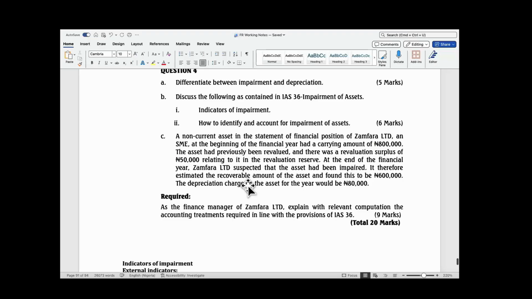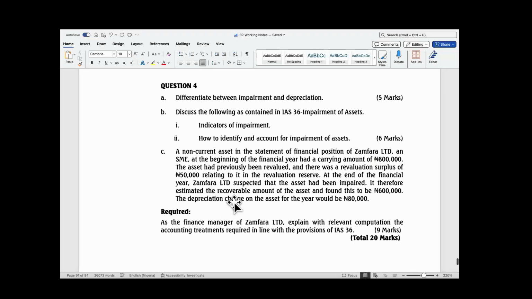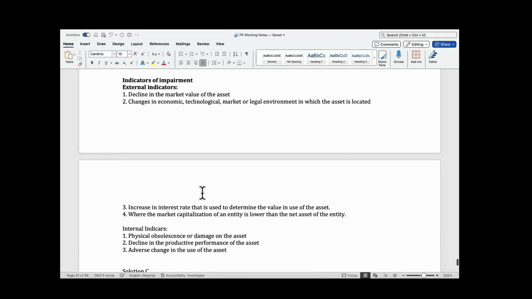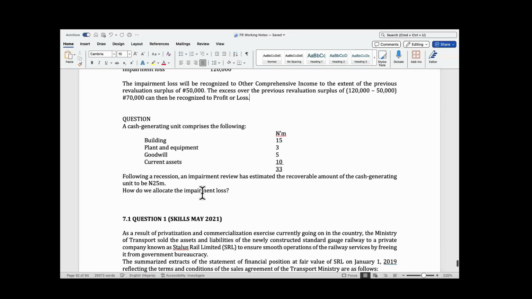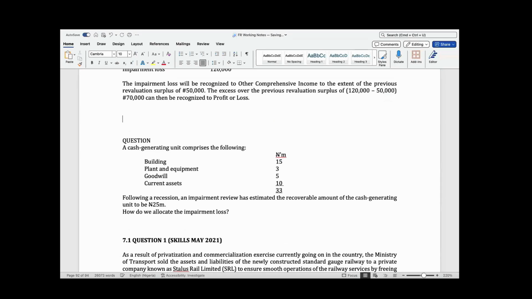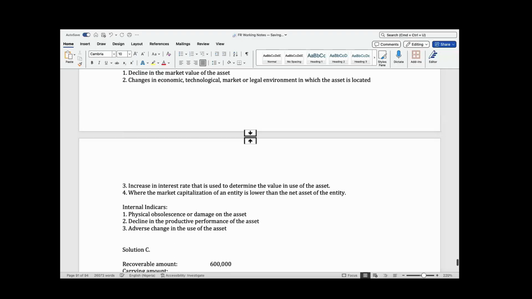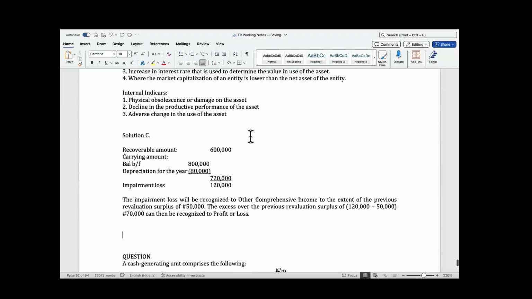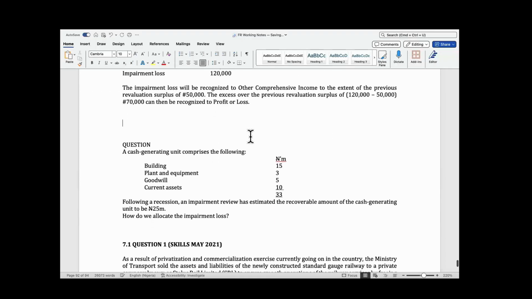And that's for 20 marks. So, they ask impairment loss a lot in your exam. So, yeah, that is pretty much it on depreciation. However, one more thing.